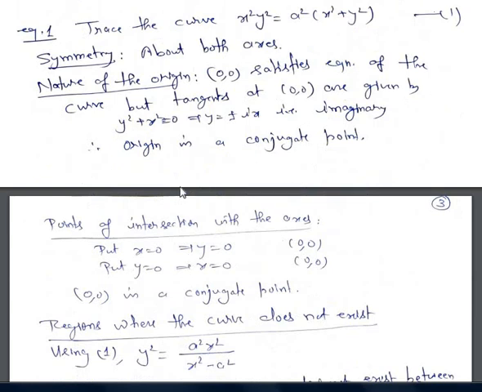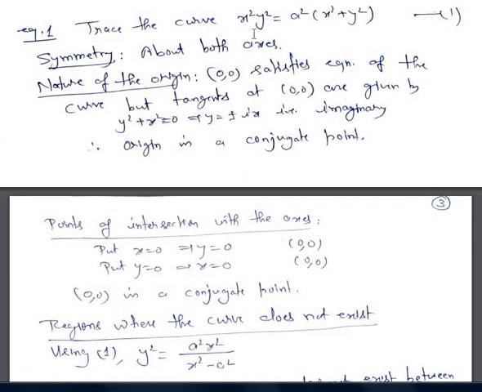Let's take one example. Trace the curve x squared y squared is equal to a squared into (x squared plus y squared). Now you see here that wherever we have x squared, that means powers of x are even. So the curve is symmetric about the y-axis. Similarly, wherever y is appearing, it is y squared, so powers of y are also even. So the curve is also symmetric about the x-axis, right?